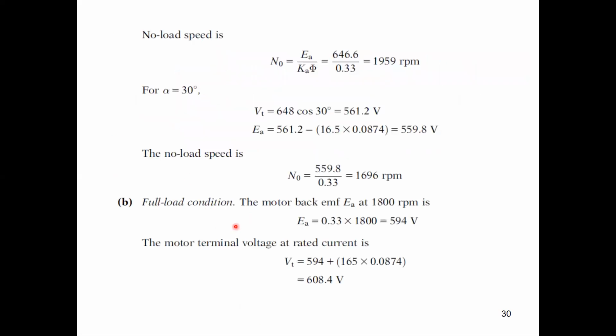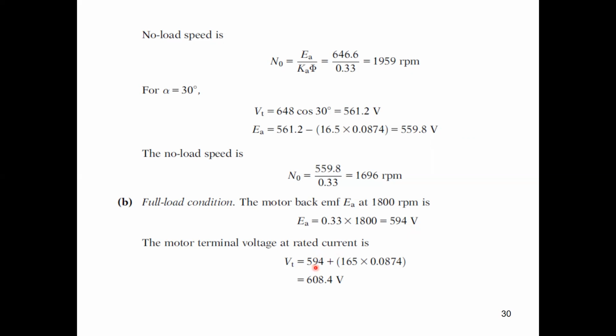Now for full load conditions, the back EMF at 1800 will be 0.33, which is the K phi, multiplied by N. Take care, K phi here is given as voltage divided by RPM. So we could get the value of EA directly from the value of K phi and RPM. This is the value of voltage. And we know the current, so simply we can calculate V terminal now.